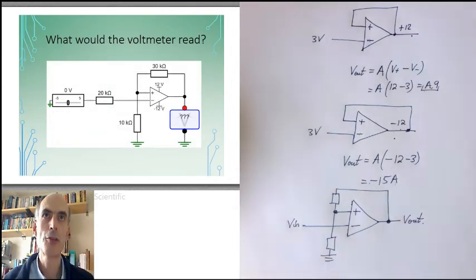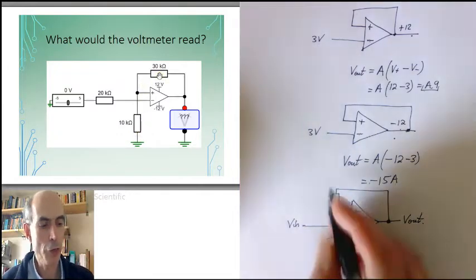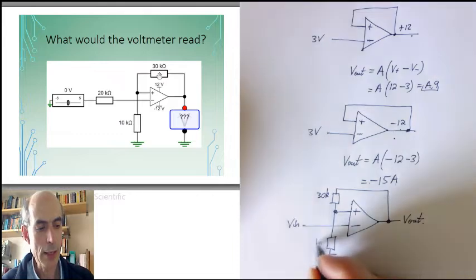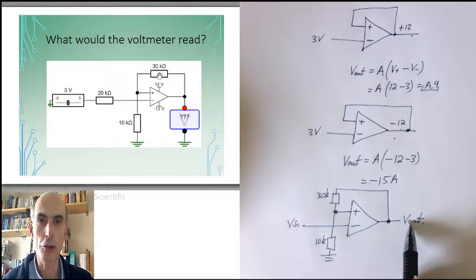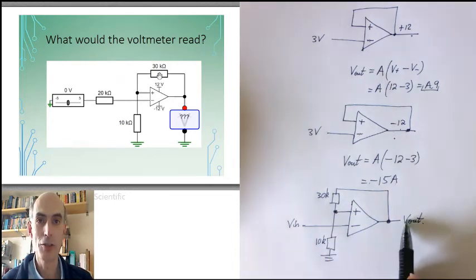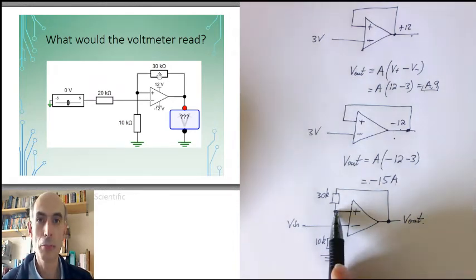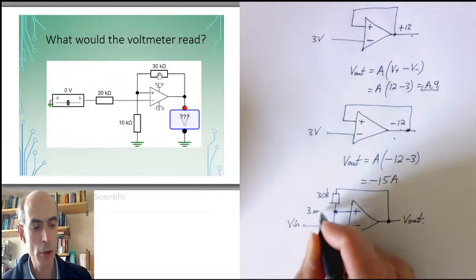For example, consider these resistor values. We've got 30k as our feedback resistor and 10k as a resistor from the non-inverting input down to ground. So our potential divider has 30k here and 10k here, which means that our non-inverting input is going to be 1/4 of Vout. If Vout is plus 12 volts, this is going to be at 3 volts. If Vout is at minus 12 volts, this is going to be at minus 3 volts. So this is going to be 3 or minus 3.